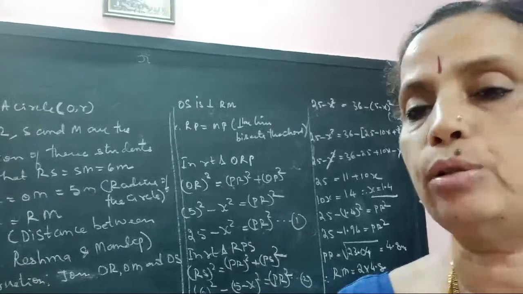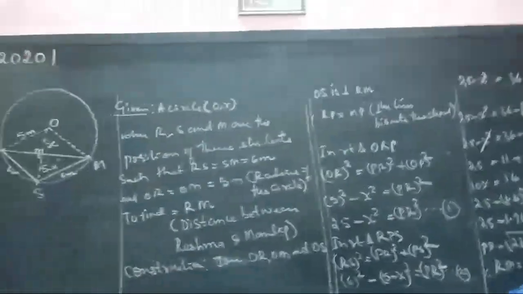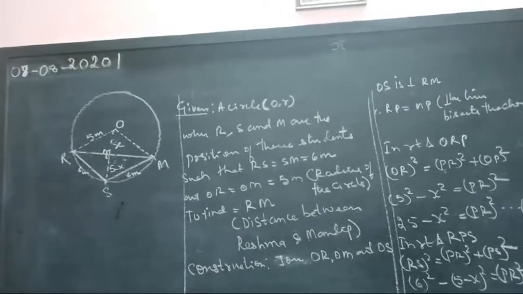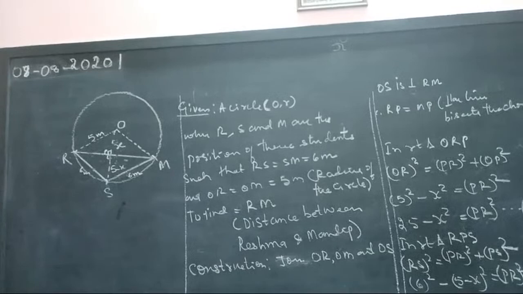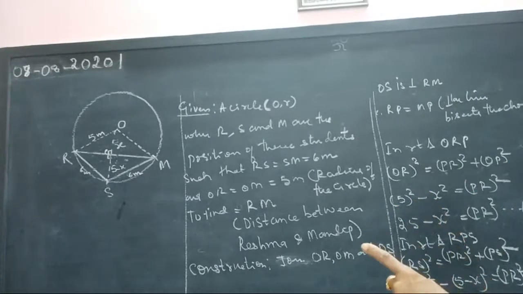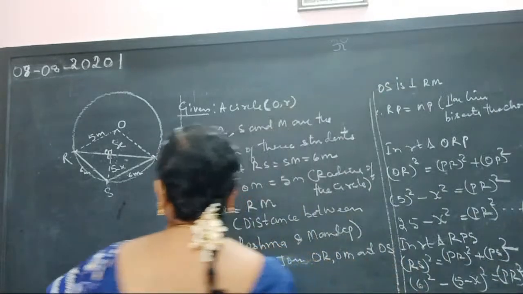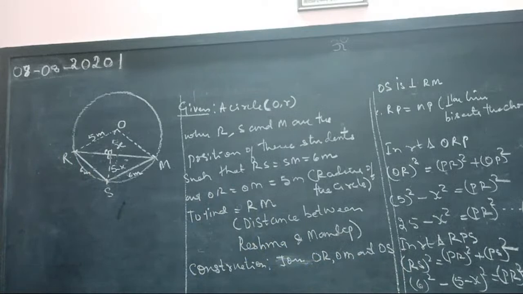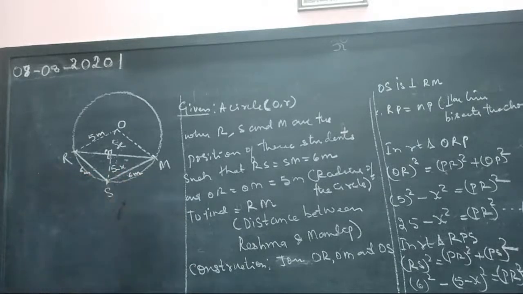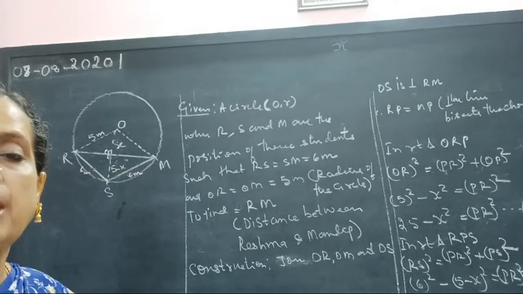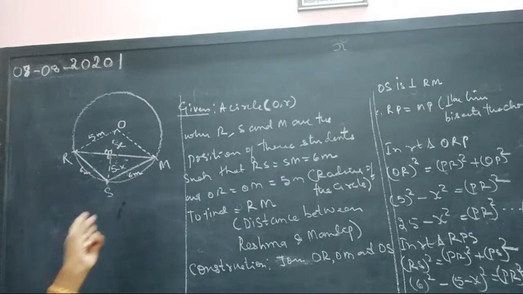Again, I'll go back to the figure. See the figure. Here, R, S and M represent the positions of Reshma, Salma and Mandip. Reshma and Salma and Mandip are 6 meter apart and the radius of the circle is 5 meter. When I join, RM gives the distance between Reshma and Mandip.